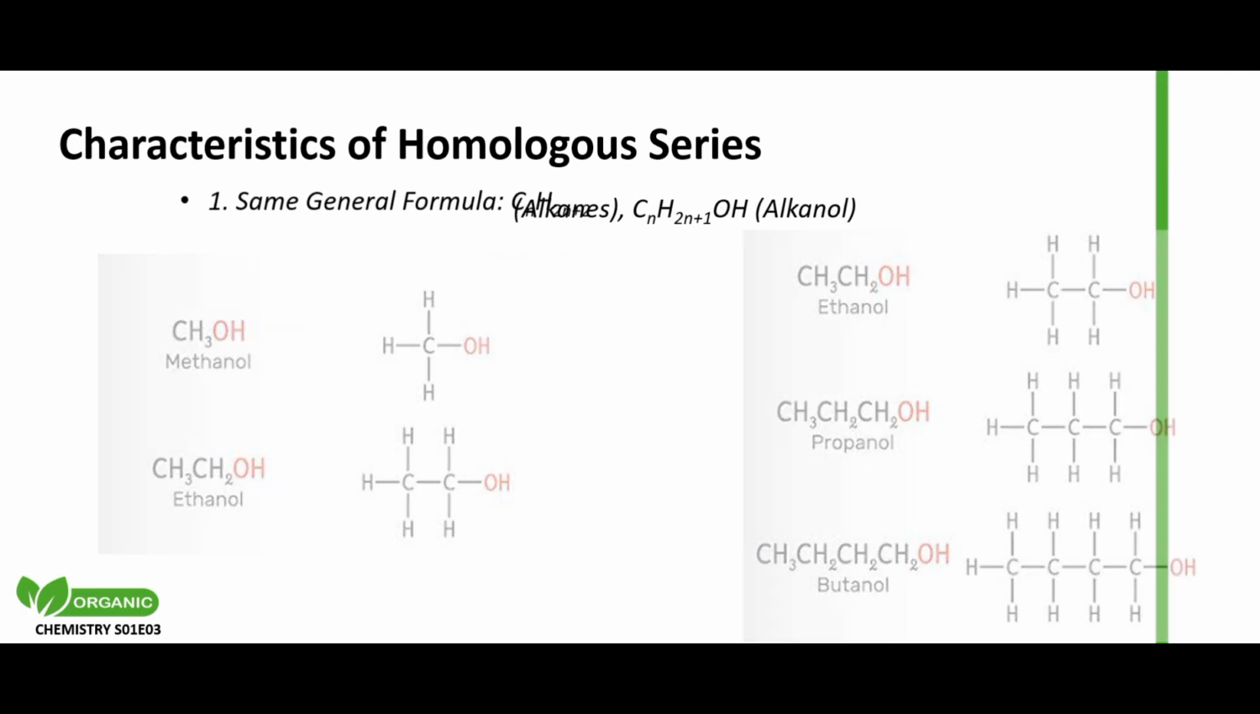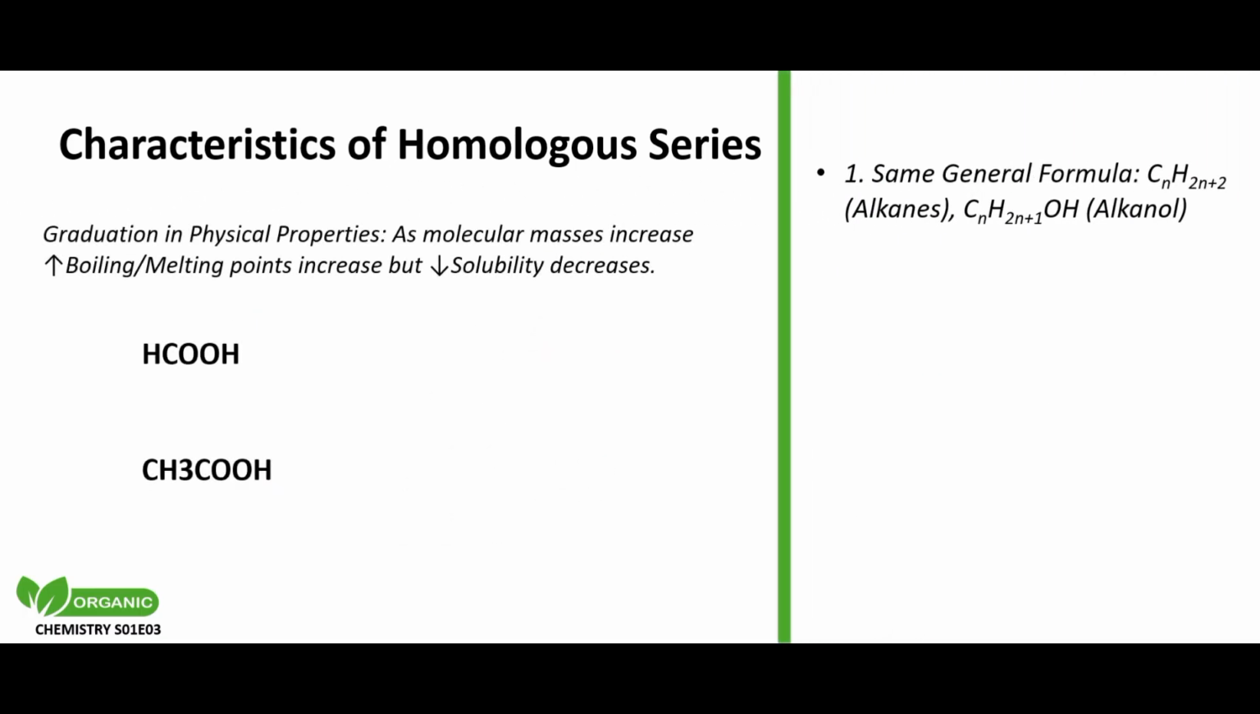2. Graduation in physical properties. Members show a gradual increase in boiling point, melting point, and density, as the molecular mass increases. But a gradual decrease in solubility as molecular mass increases, because of the addition of methylene group, CH2, a hydrophobic group, since the C-H bond, that is the carbon to hydrogen bond, is more of a nonpolar group. This decreases the solubility of the organic compound. The melting point of methanoic acid is 100 degrees, ethanoic acid is 118 degrees.